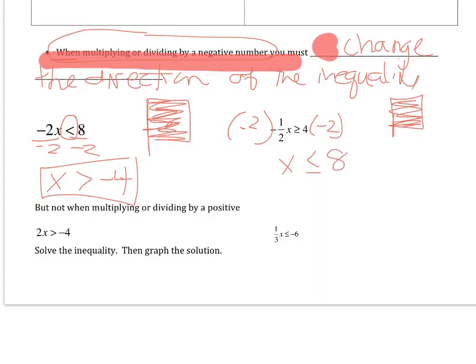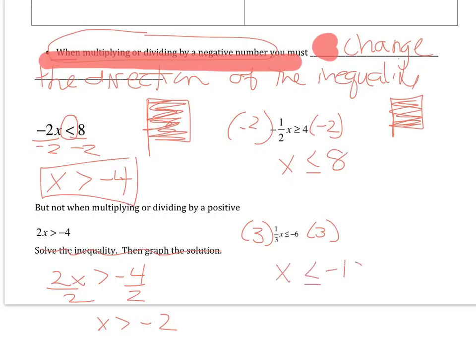So notice in this next problem, erase this for now, 2x is greater than negative 4. To solve this one, I'm dividing both sides by 2. That's a positive 2. It's not a red flag, so x would be greater than negative 2. And to solve this next one, I'd be multiplying by 3. Not a red flag, I'm just multiplying by a positive, so x is less than or equal to negative 18.